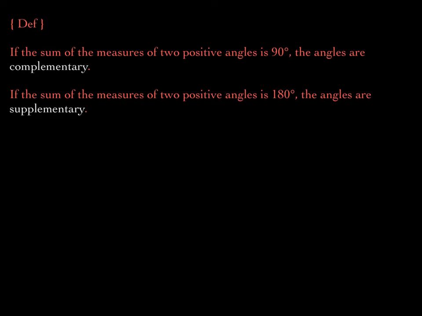Couple more definitions for us. If the sum of the measures of two positive angles is 90 degrees, the angles are complementary. If the sum of the measure of two positive angles is 180 degrees, the angles are said to be supplementary. Remember, complementary means they add up to 90 degrees. Supplementary means they add up to 180 degrees.